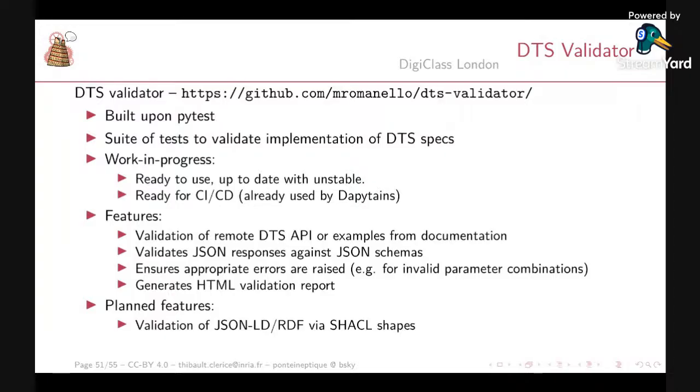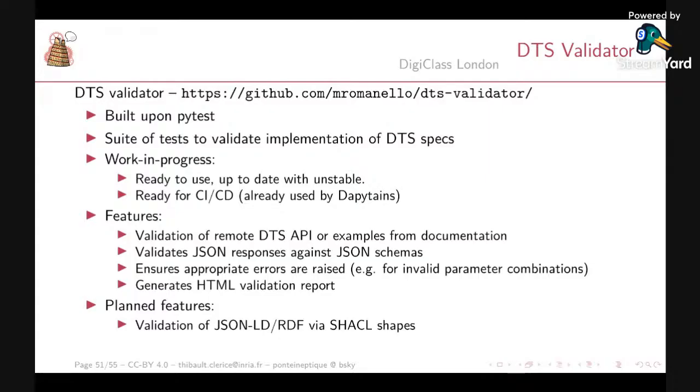Matteo Romanello worked on this, and it was so important for us. It's a DTS validator, so if you build a DTS API, you are now able, since last fall, to validate your implementation to check that it's up to the standard. And it was also used by us to check that our documentation was up to our own standard, because sometimes you write typos in examples, or you forget to update an example. And it's one way to deal with that.